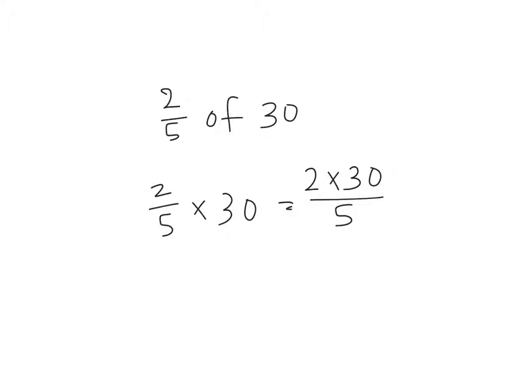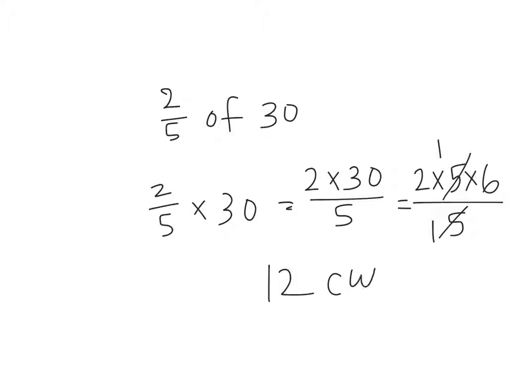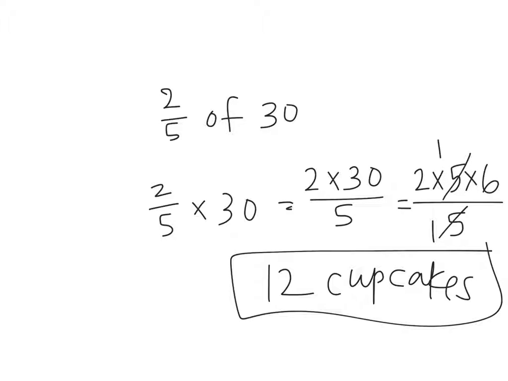But I know that 5 and 30 have similar fact families, so I know that 30 is 5 times 6 over 5, which helps me simplify ahead of time. So now I have 2 times 1 times 6 over 1, which is 12 of those cupcakes will be vanilla. And that, my friends, is my true answer. Remember to always read your problems carefully.